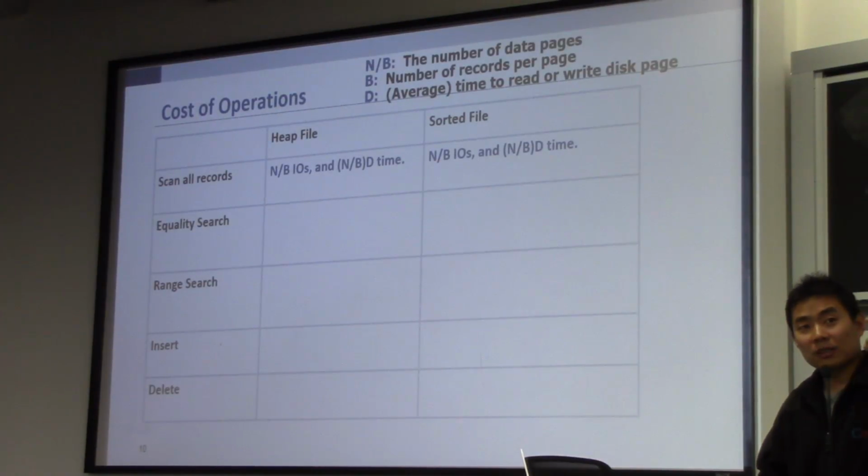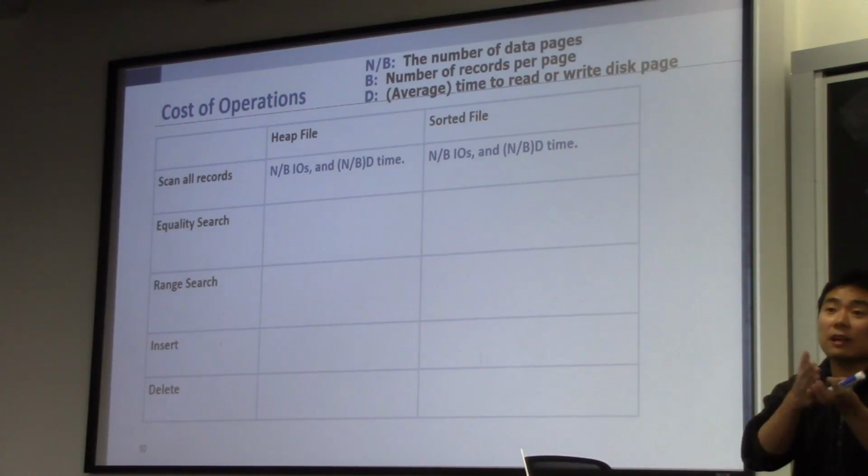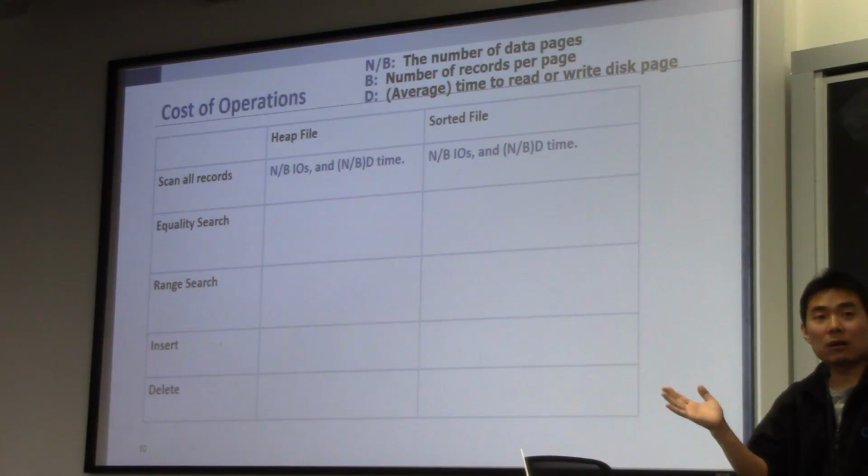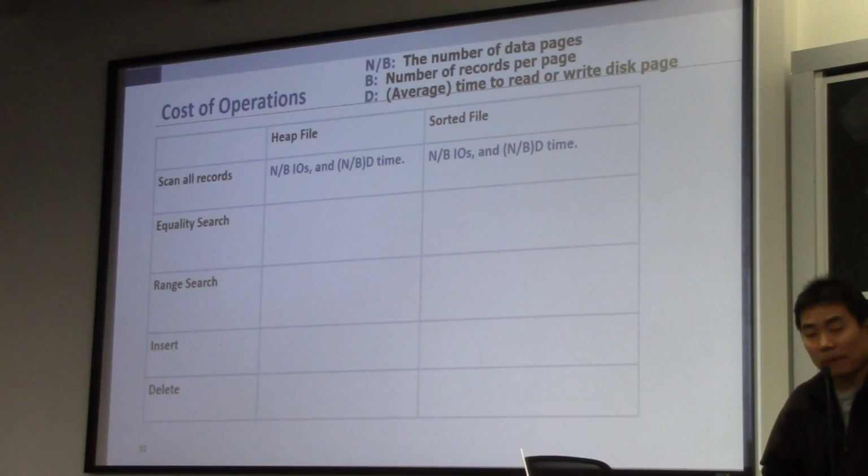Can someone tell me? You have to iterate through. You basically have to scan through all records. Right? Because you don't know where that record is located. So it's N over B.